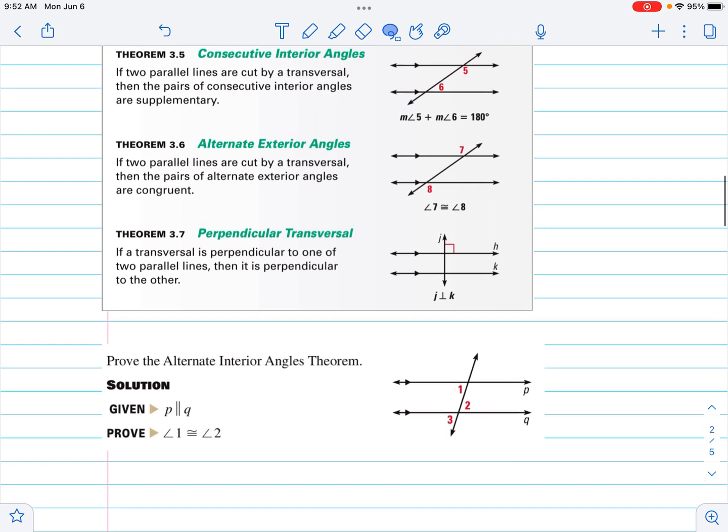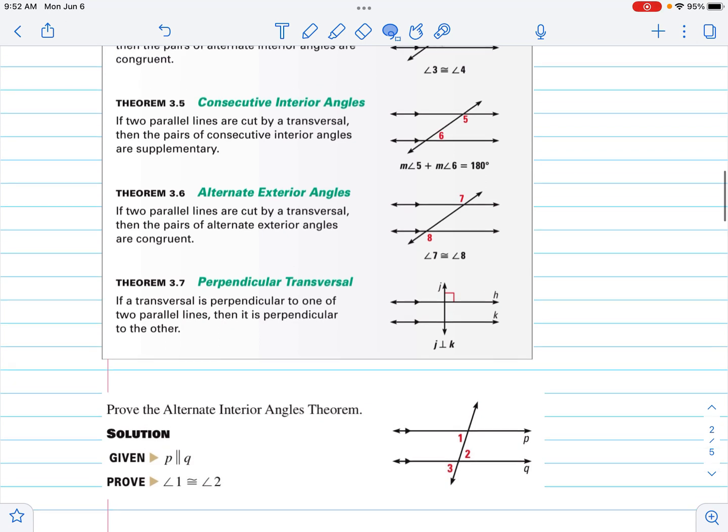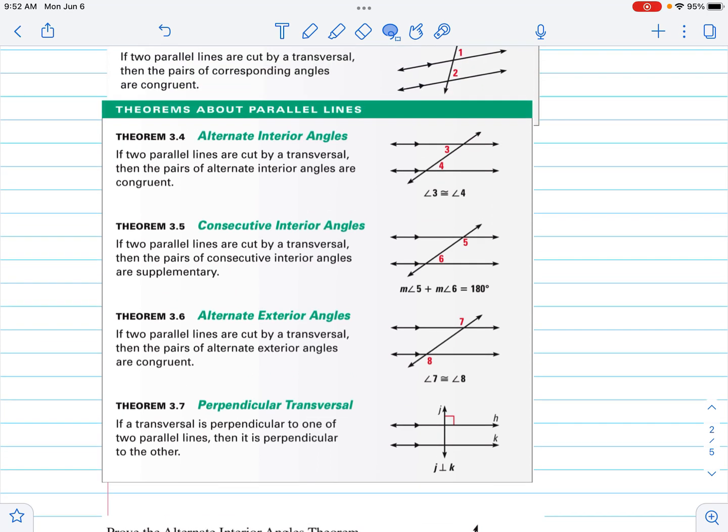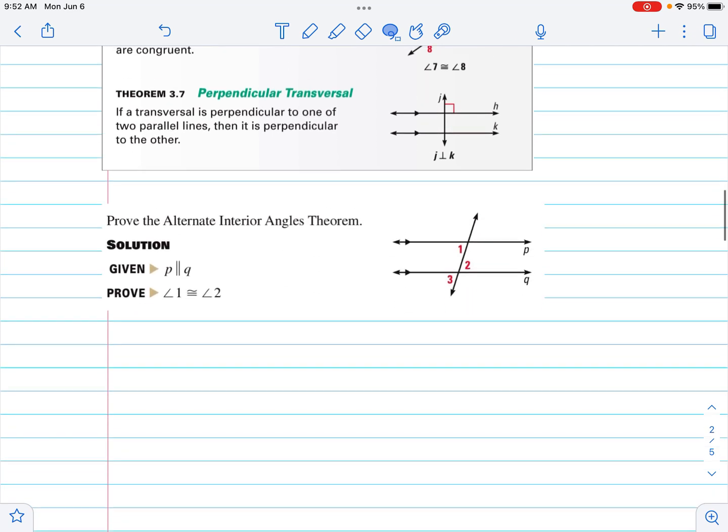Now let's see here. We want to prove the alternate interior angles theorem. So we want to prove this first one right here, the alternate interior angles theorem. We want to prove that angle 1 is congruent to angle 2. So let's see how we would proceed. We've got our statements and our reasons over here. First of all, of course, P is parallel to Q. That's given.